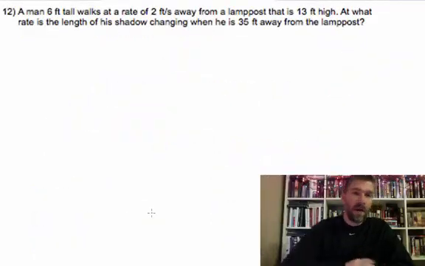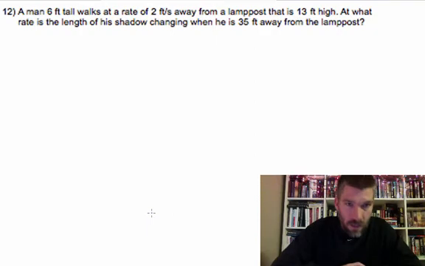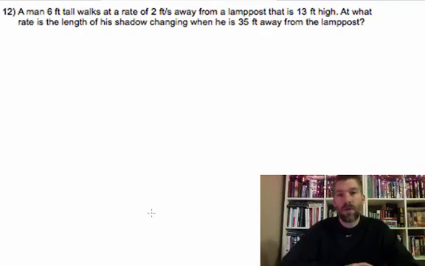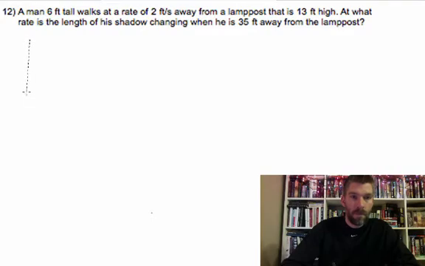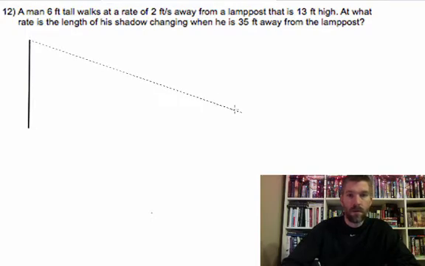All right, a 6 foot tall, that should be a 6 foot tall man, walks at a rate of 2 feet per second away from a lamppost that is 13 feet high. At what rate is the length of his shadow changing when he is 35 feet away from the lamppost? So again, what we want to set up here is a situation where we've got a right triangle, and this is going to be solved out a little bit differently than our other right triangle problem.